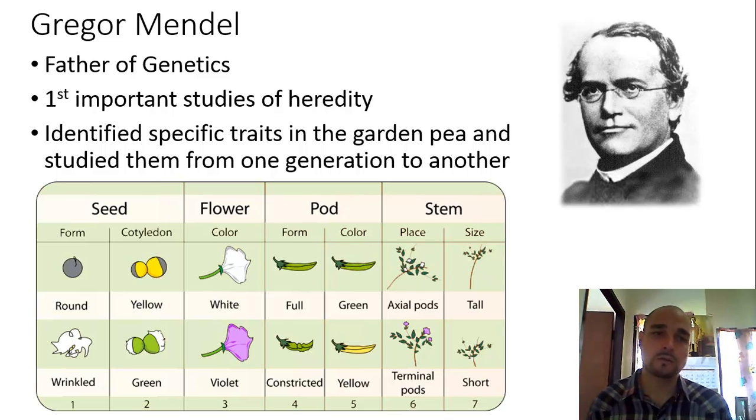So this is a picture of Gregor Mendel. He's the father of genetics, and he did the first important studies on heredity. So what did he do? Well, Gregor Mendel did research and conducted experiments with pea plants. He identified different features, and he bred the plants from generation to generation and made observations based on that.